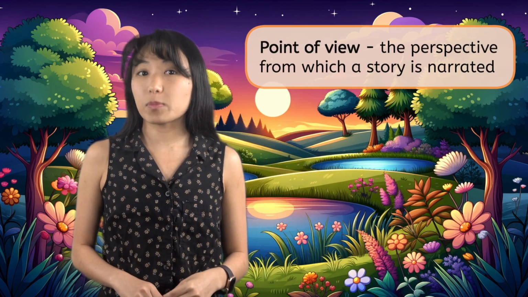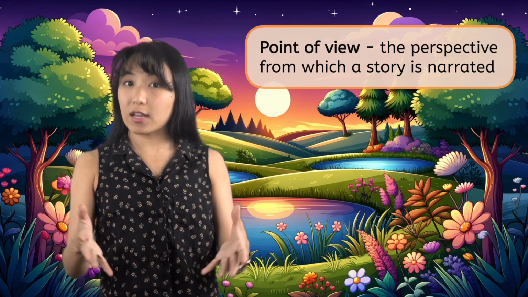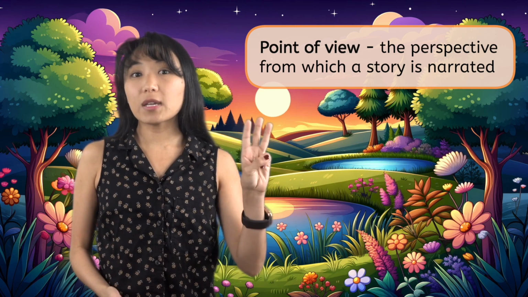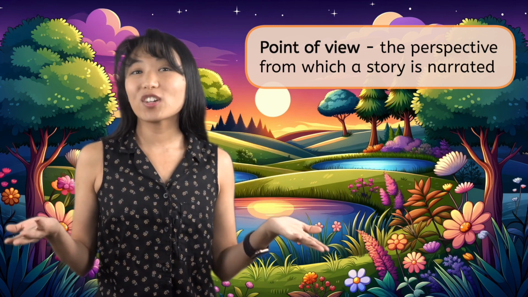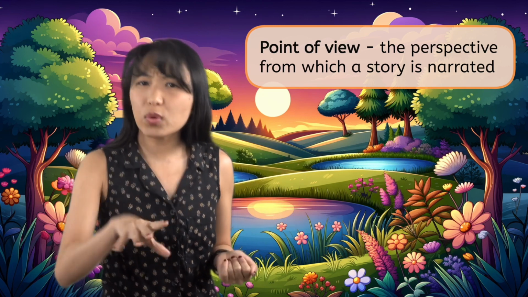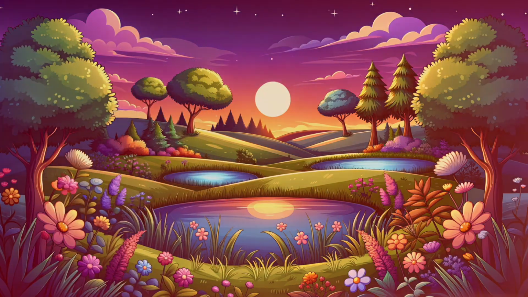All right, team. First off, we need to understand what point of view is. In literature, point of view is the perspective from which a story is narrated. There are 3 main point of view types: first, second, and third, each offering a unique perspective. Let's quickly review each of these.